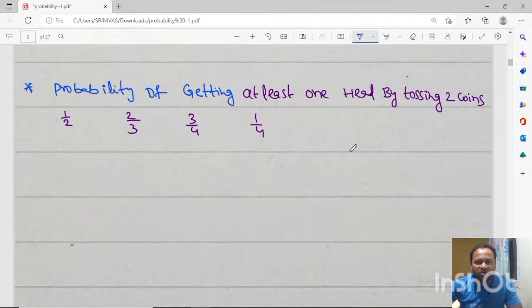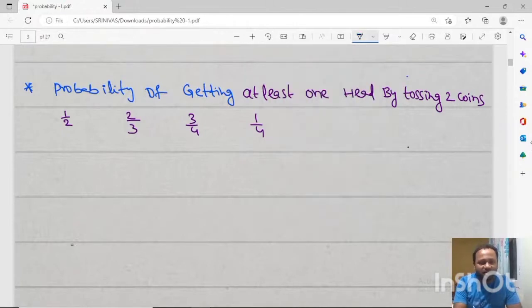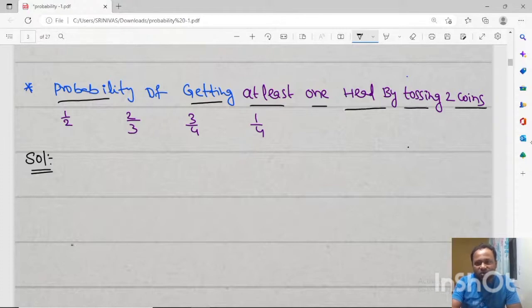Okay, now one more problem came. See, one more problem. Solution. How to do this? The probability of getting at least one head by tossing two coins. At least one head.